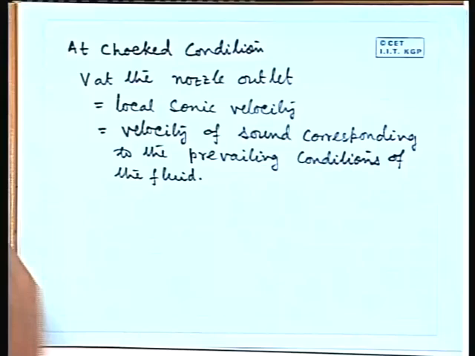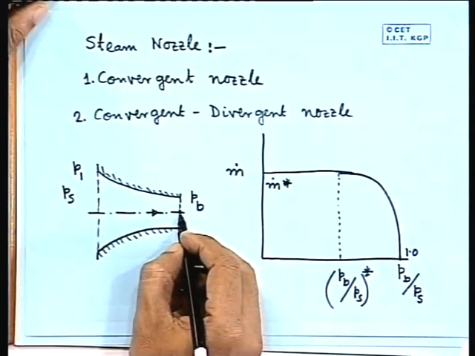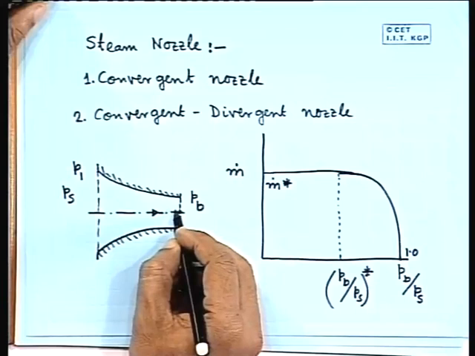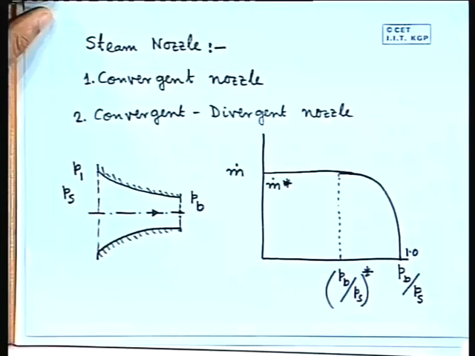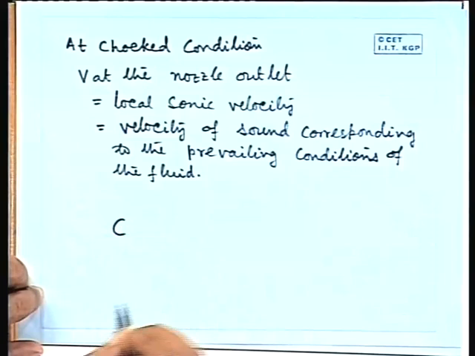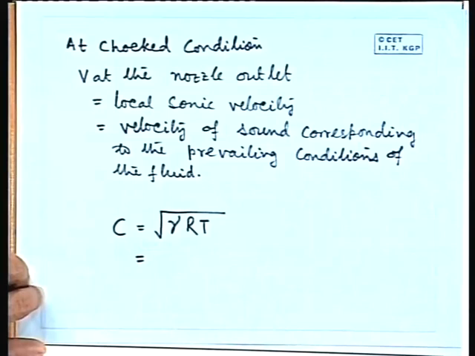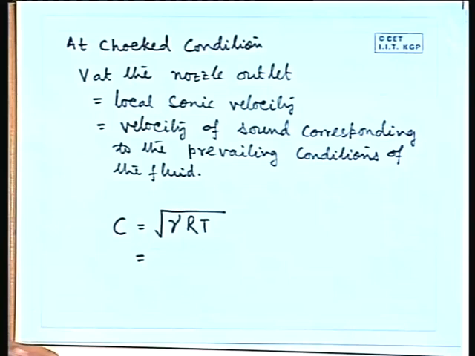So, if it is a compressible fluid, then the velocity of sound at any point, let us say at this point, will depend on the fluid properties at this point itself. That is why we call it local sonic velocity. All right. So, probably you will recall that sonic velocity is denoted by C, and in an ideal gas it is given by the square root of gamma R T, where gamma is Cp by Cv, R is the gas constant and T is the local temperature. So, obviously, it depends on the fluid property. Of course, the same relationship will not be valid for steam because it is not an ideal gas, but here also it depends on the local properties of the steam.